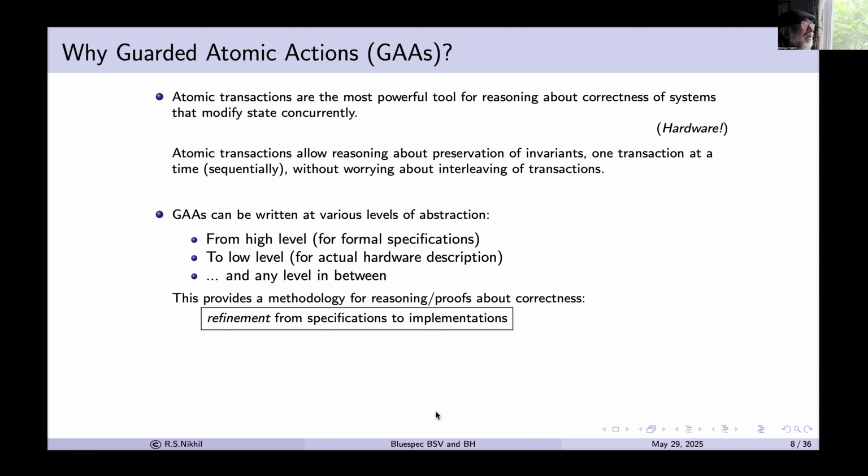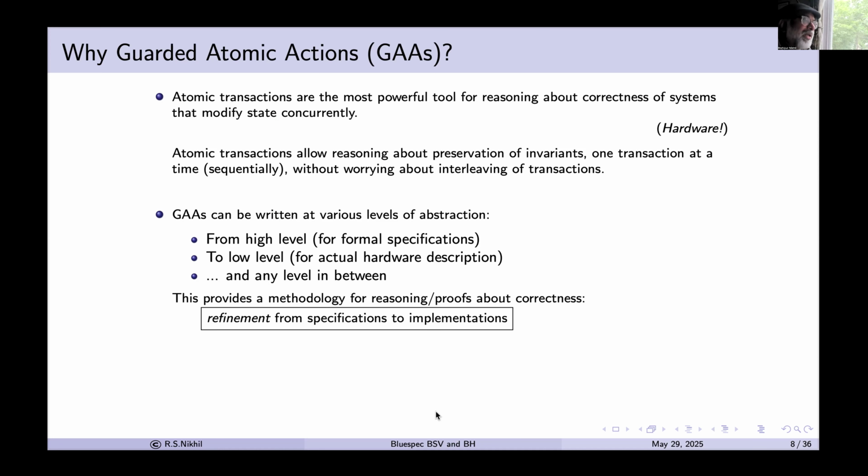Okay, so why is this useful? Well, in general, for reasoning about correctness of concurrent state updates, whether it's in software or hardware, atomic transactions are extremely powerful, perhaps the most powerful tool for reasoning about correctness. And why is it powerful? It's because without atomicity, you get a kind of cross product of all the different processes that are trying to access the shared state. And you have to think of all possible interleavings, and your head starts hurting very quickly. And it's very difficult dealing with it.